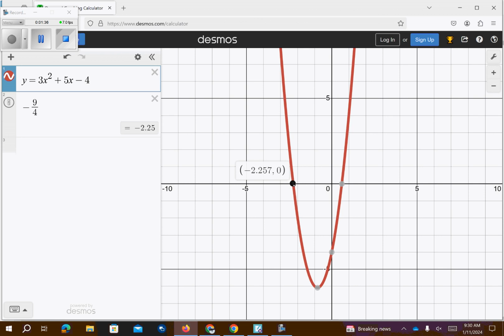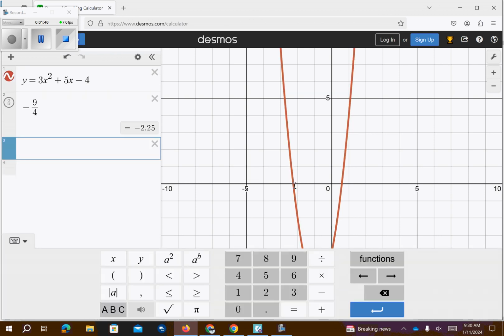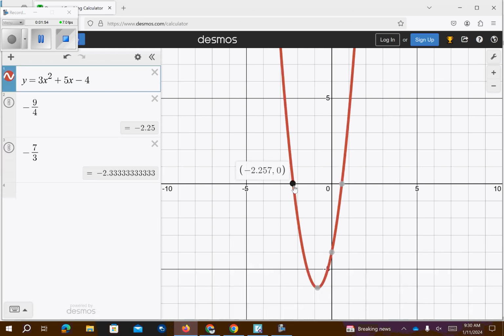Okay, let's guess something else. I like the thought on it. Let's go maybe negative 7/3. Nope, that's off a little bit. So again, I'm trying to get to that value. I went the wrong way.